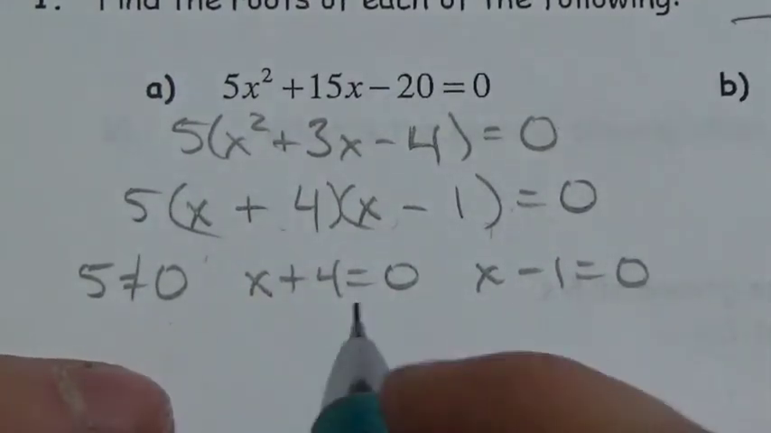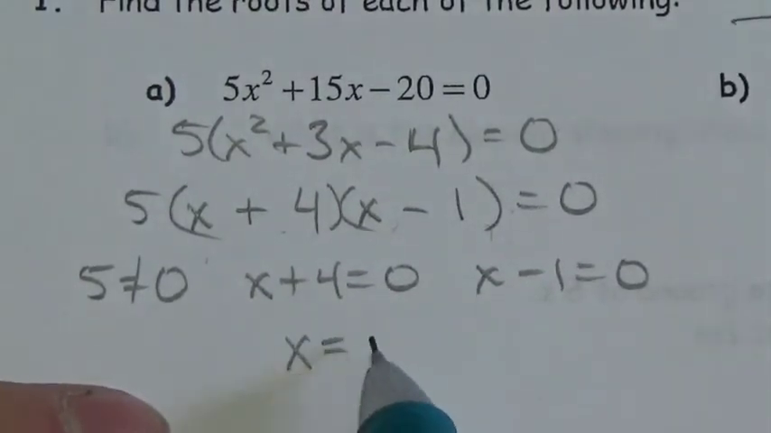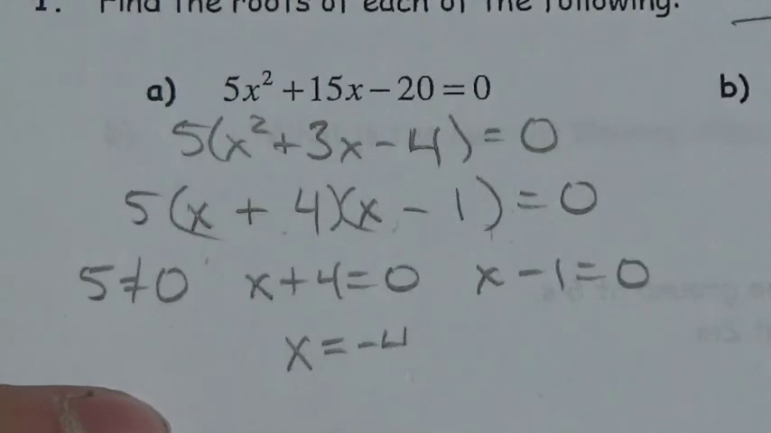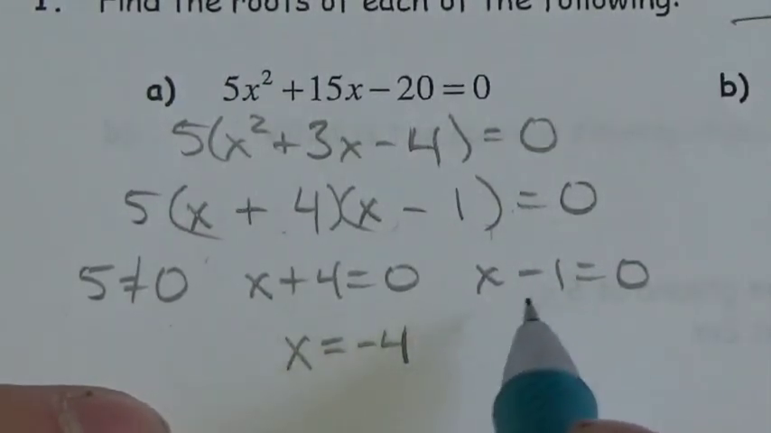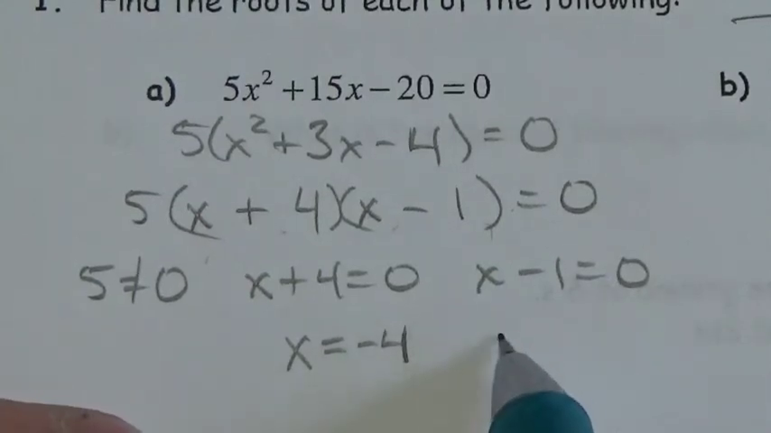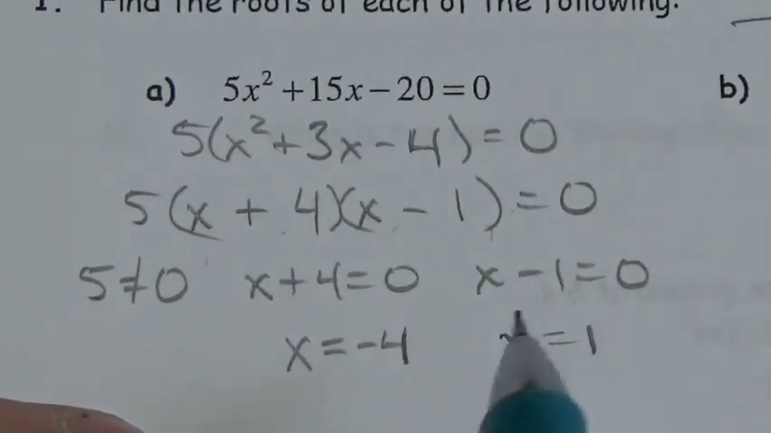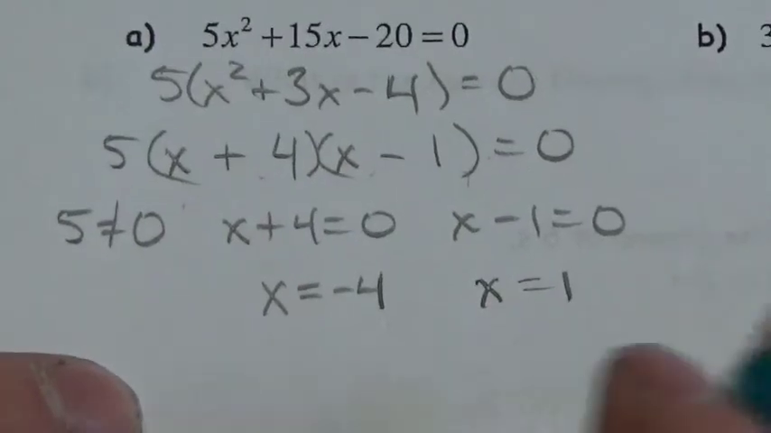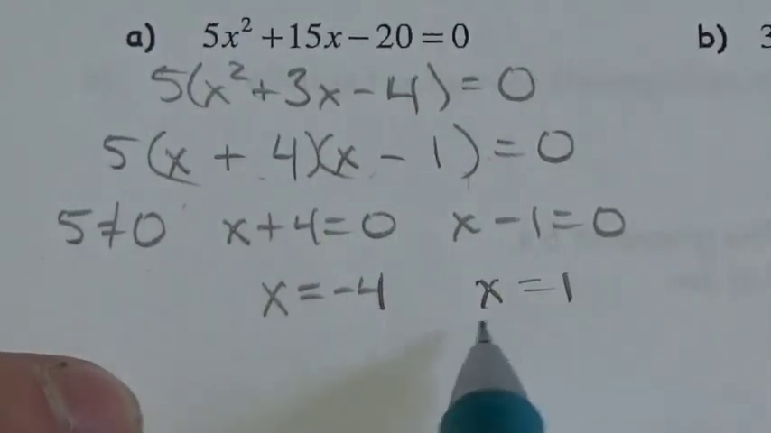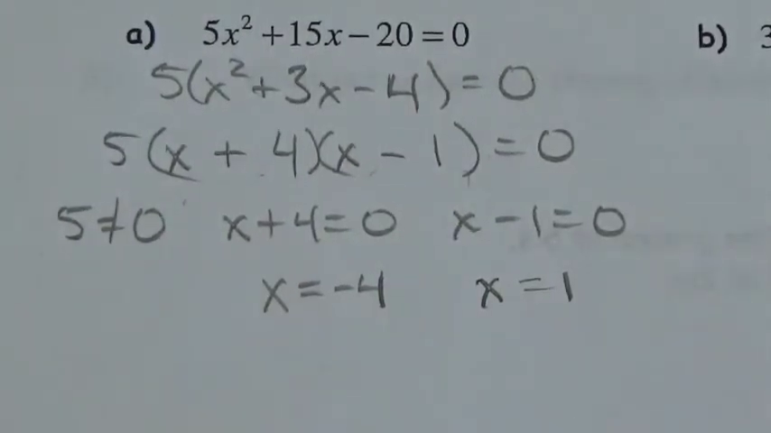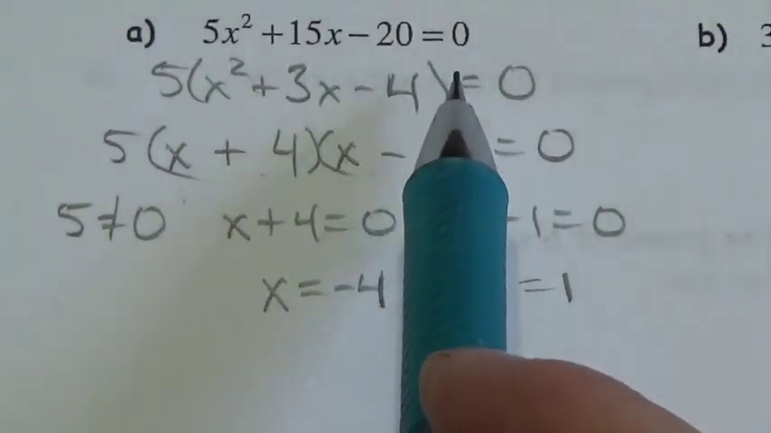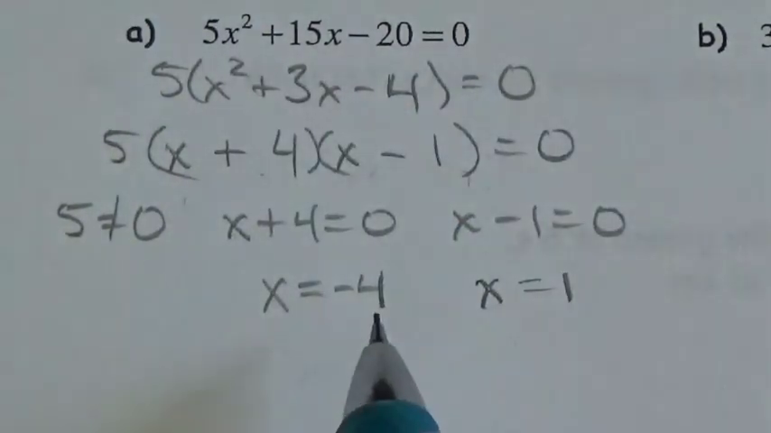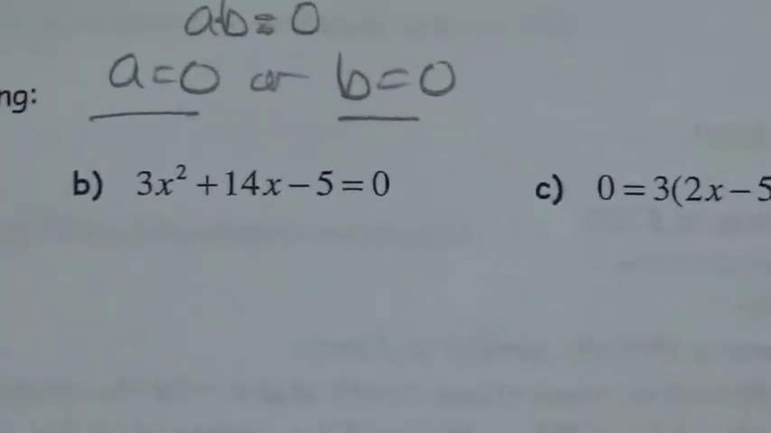But x plus 4 could equal 0 if x is equal to negative 4. Okay, so there's a possibility. x minus 1 could equal 0 if x was equal to positive 1. And so there's a possibility. And so the two roots of this equation here would be negative 4 and positive 1. Now, graphically, if I was to replace that 0 up there with a y and graph this thing, that would mean my x-intercepts would be at negative 4 and 1. Okay, let's take a look at this next one.